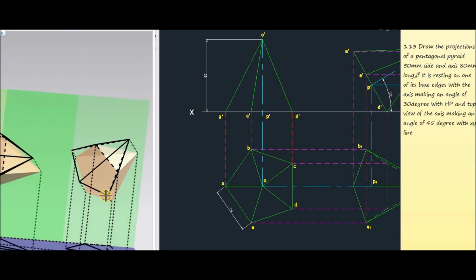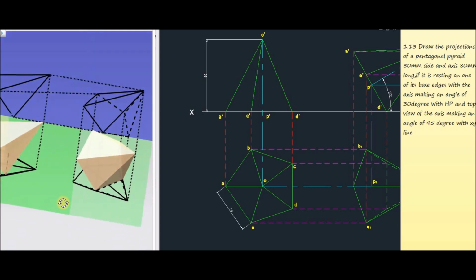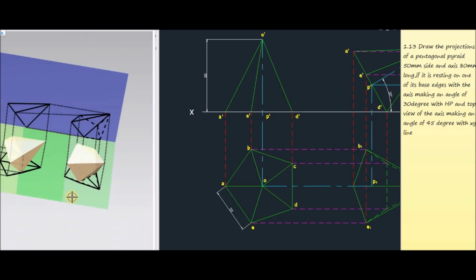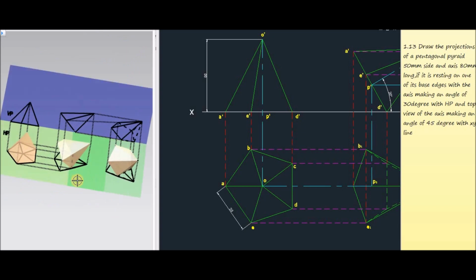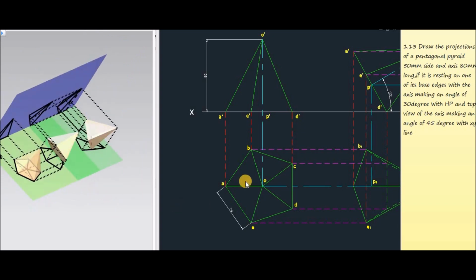Now this one represents the final top view corresponding to 45 degree inclination of the axis with the vertical plane. Now this three-dimensional representation can be marked in 2D plane, and which will be the answer to this question. So for that, we have to draw the top view of the pentagonal pyramid having edge 50 length.